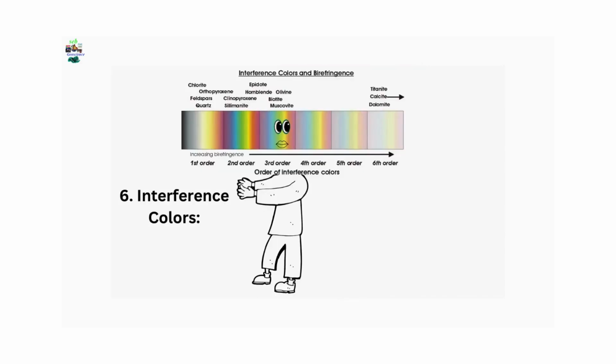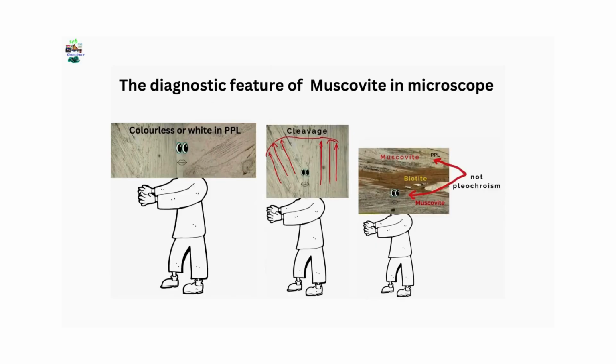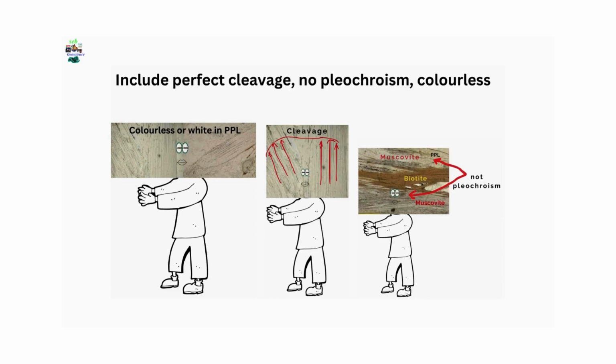The other important optical property of muscovite is interference color. Muscovite shows interference color under cross-polarized light, providing information about the mineral thickness and its crystal orientation. The diagnostic optical properties of muscovite are that it has perfect cleavage, it can't show pleochroism, and its color is colorless.